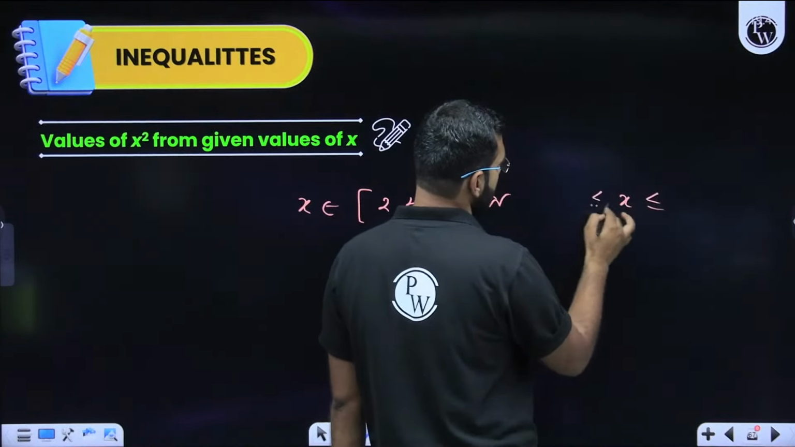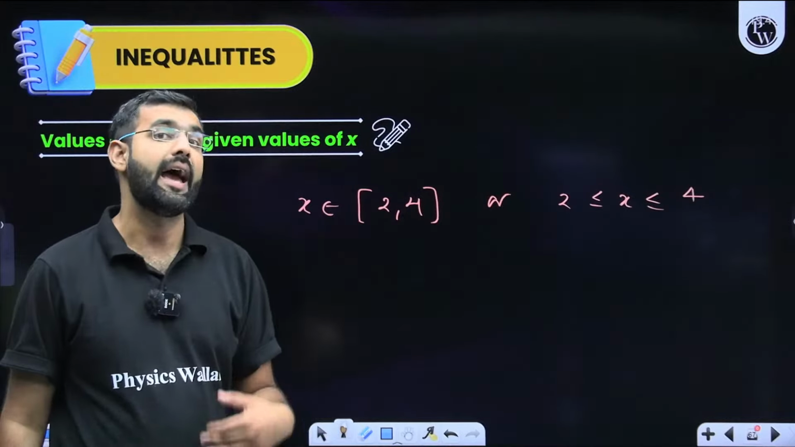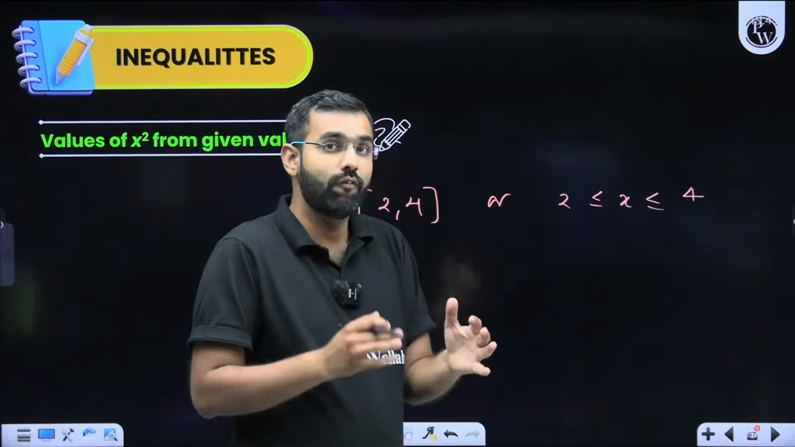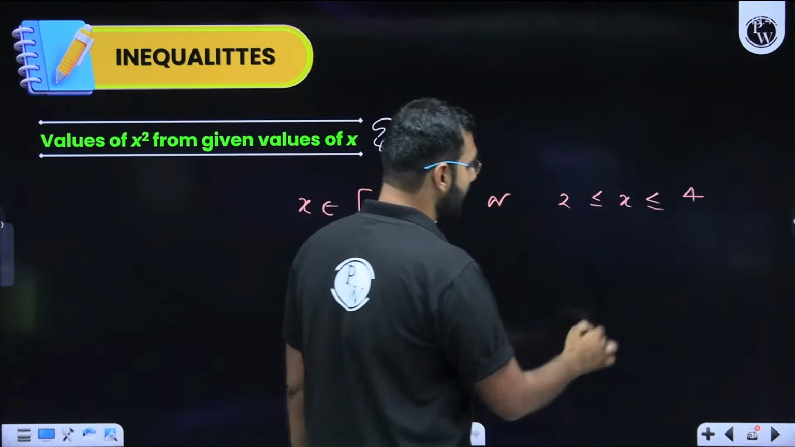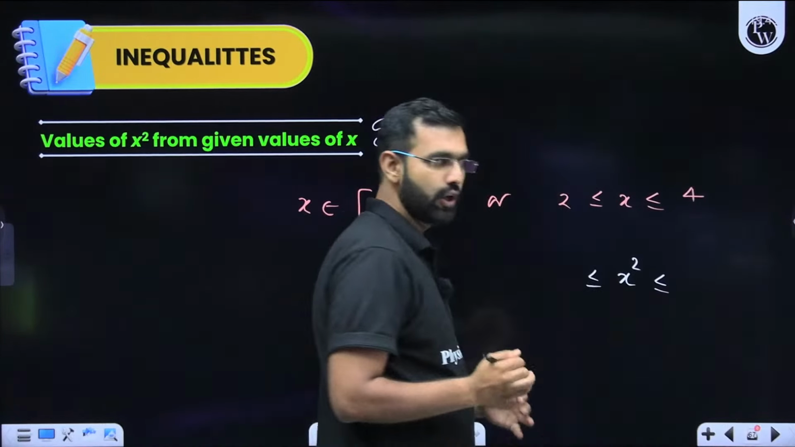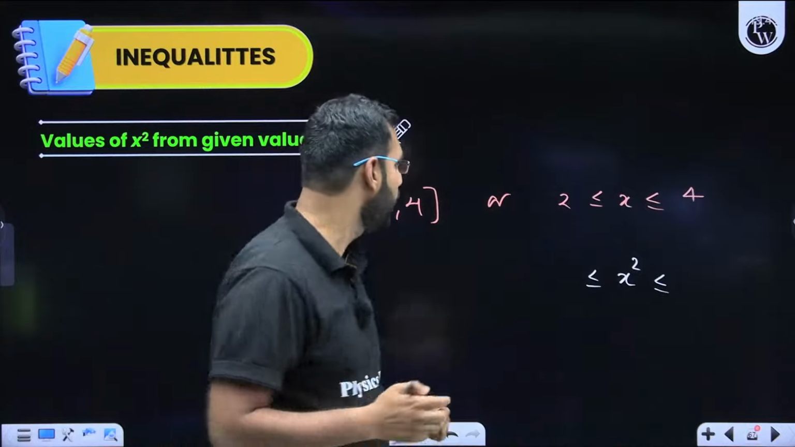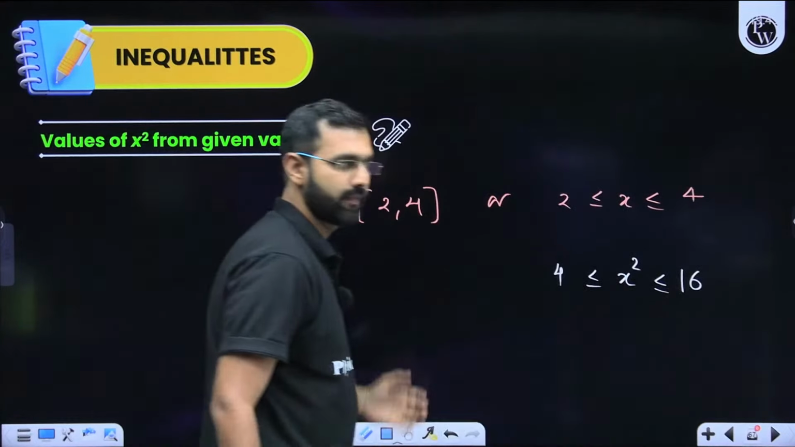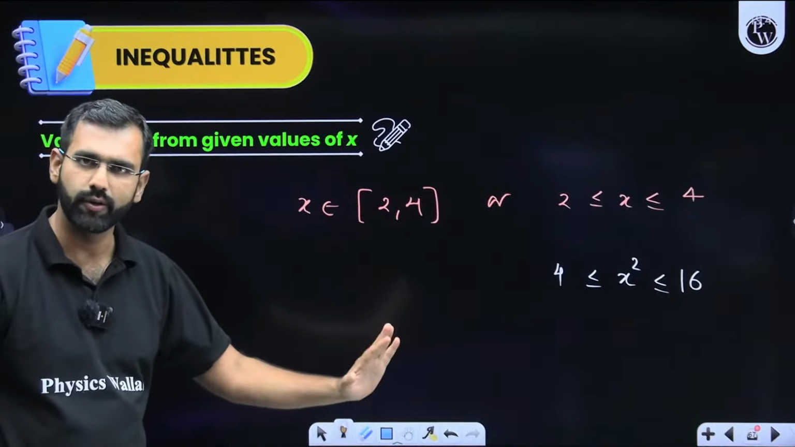Now from here, all I'm saying is that if, as per the need of the question, I need to square it, or if I wish to make some comments on the values of x square, then what can I say? Imagine you have all the numbers from 2 to 4. Imagine 2, 2.1, 2.2, 3, 3.9 and 4. If you square all these numbers, what will be the lowest number and the greatest number you'll get? Sir, I'll get all the numbers from 4 to 16. That's simple, that's easy, that's absolutely understandable.